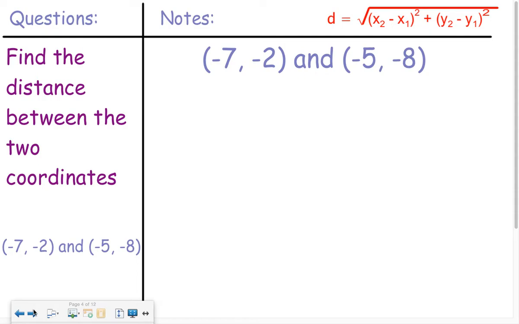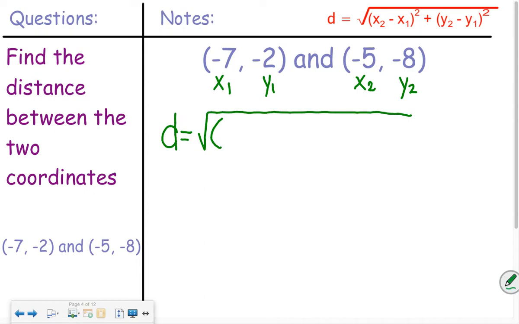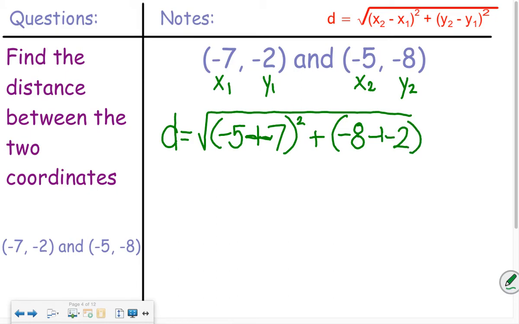All right, (-7, -2) and (-5, -8). x1, y1, x2, y2. D equals the square root of x2, so -5, minus x1. Now this one is minus a negative, so we're going to have a chunky plus. So anytime we're subtracting a negative, it ends up being a chunky plus. So plus y2, -8, minus y1, so minus a -2. So we'll have 2 chunky pluses on this problem.